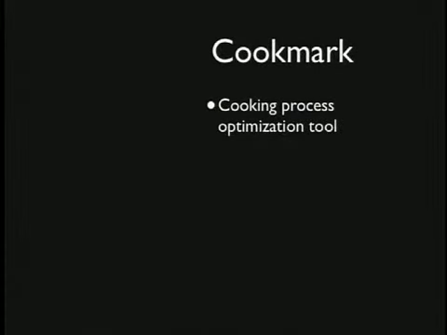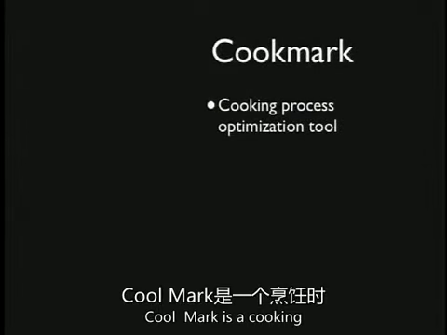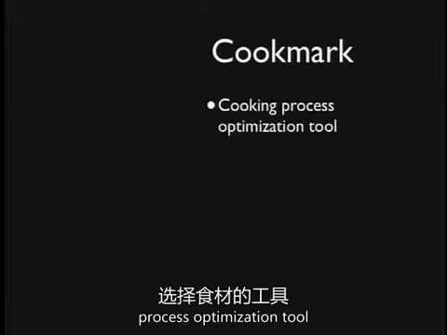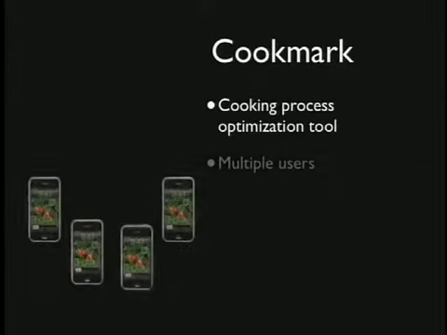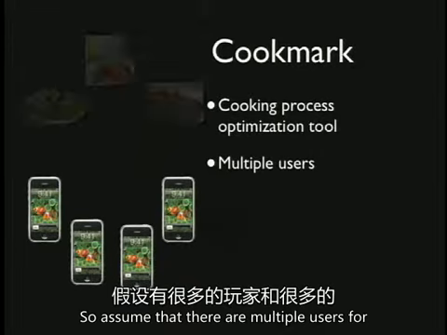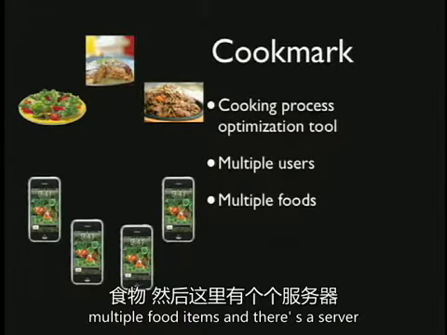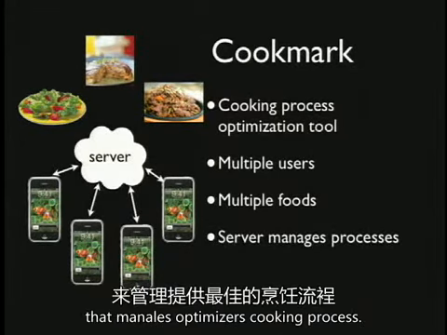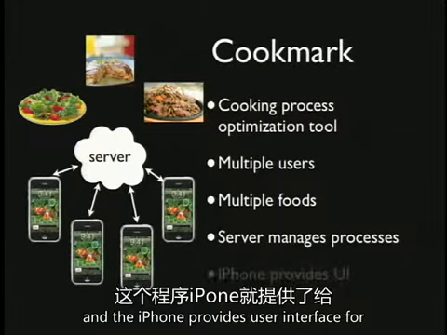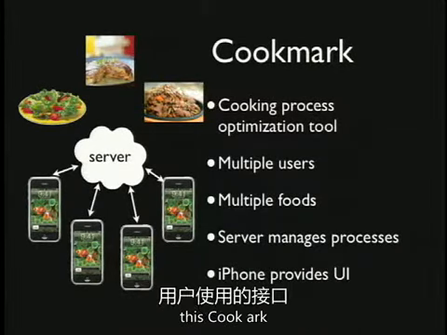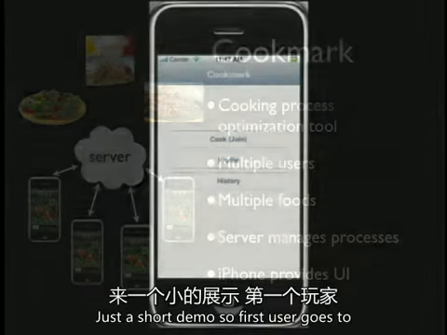Hello, my name is Hyun-Kyu Lee. Cookmark is a cooking process optimization tool. So assume that there are multiple users for multiple food items. Then there's a server that manages and optimizes the cooking process, and the iPhone provides the user interface for Cookmark. And this is a short demo.